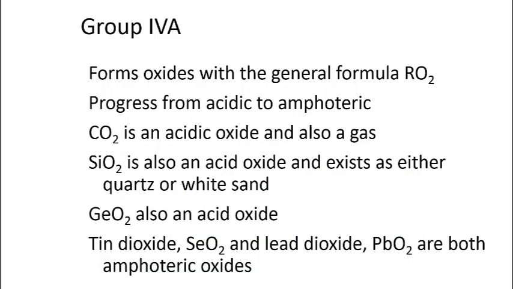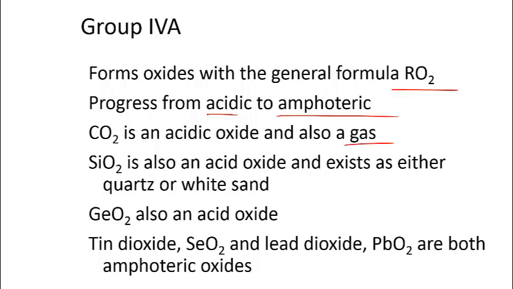Now, group 4A forms oxides with the general formula RO2, where of course R can be carbon, silicon, germanium, lead, or tin. And the oxides progress from being acidic to amphoteric, meaning they exhibit both acidic and basic properties. Carbon dioxide, CO2, is an acidic oxide and it's also a gas.